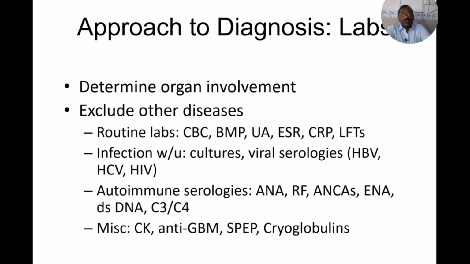Double-stranded DNA is more in lupus, and C3 and C4 are the complement levels. So hypocomplementemia is also there in most of the vasculitis diseases. And miscellaneous tests like creatine kinase, anti-glomerular basement membrane antibodies, and cryoglobulins, etc.